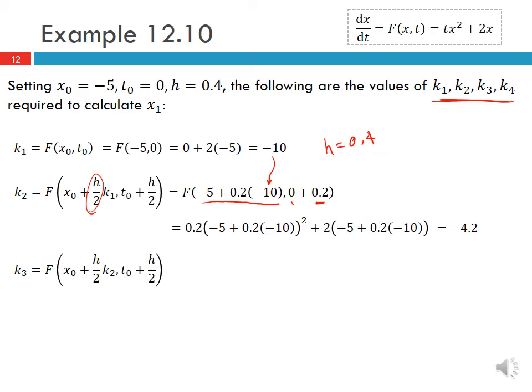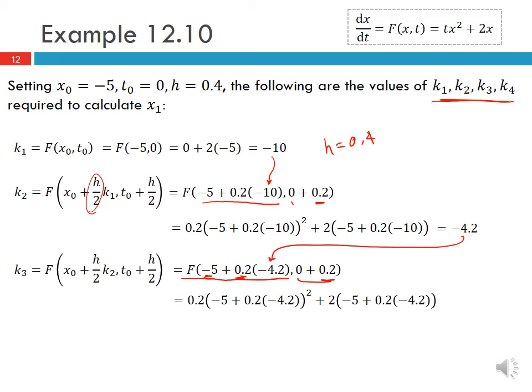Now k3 is equal to the function evaluated at x0 plus h over 2 times k2 and t0 plus h over 2. So just simplifying that down, we're going to evaluate with x as x0 plus h over 2 k2. So this k2 goes in here, and we still have h over 2 is 0.2 and x0 is minus 5. And then for the time, it's again t0 plus h over 2, so 0 plus 0.2. So plugging that into the form of our function, we get that k3 is equal to minus 4.8589.